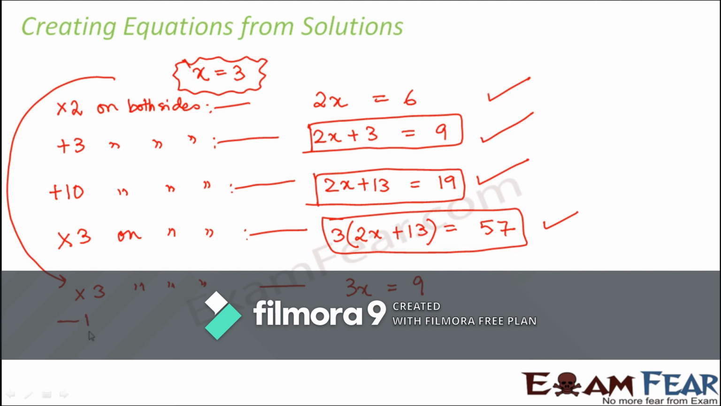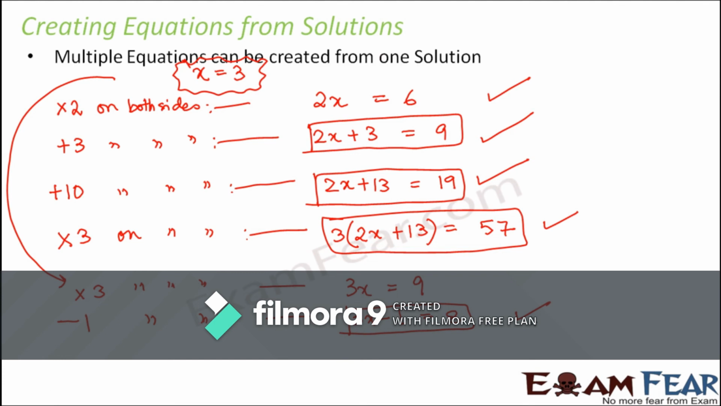Now let us say if you subtract 1 on both sides. So what do you get? You get 3x minus 1 is equal to 9 minus 1, that is 8. So for the same solution x is equal to 3, you also find an equation like this, 2x plus 3 equals to 9, and you also find an equation like this, that is 3x minus 1 is equal to 8. So basically the conclusion is that multiple equations can be created from one solution.